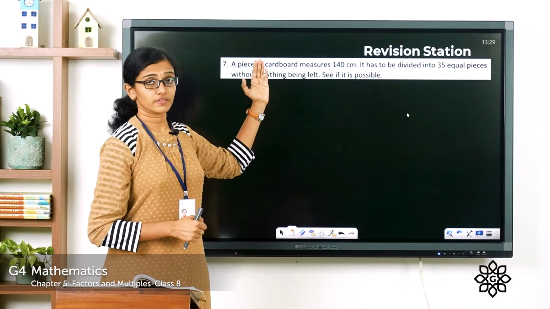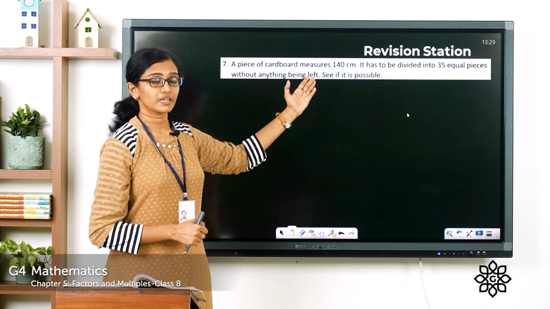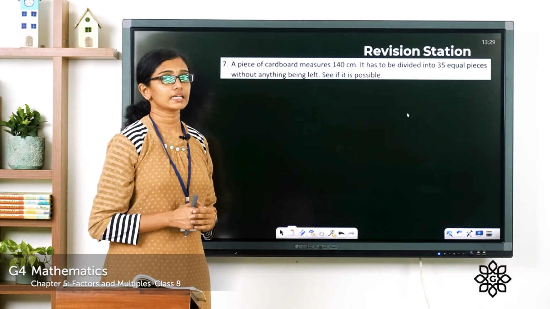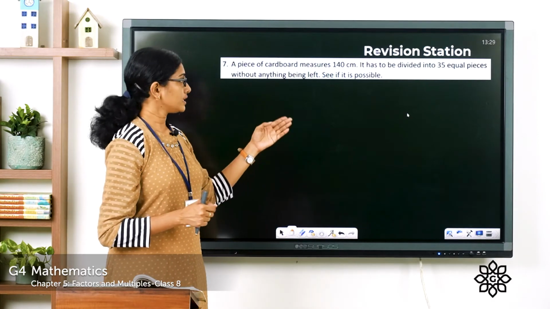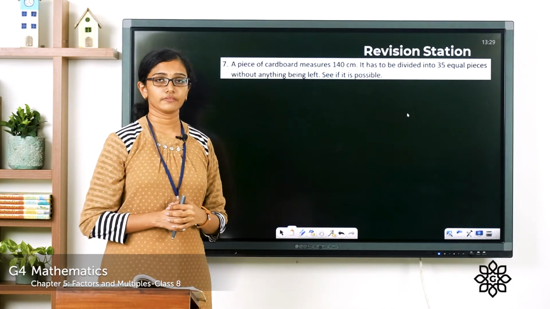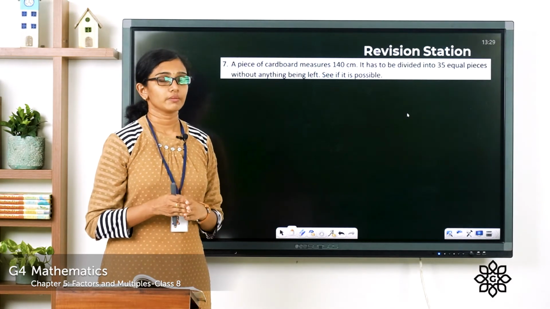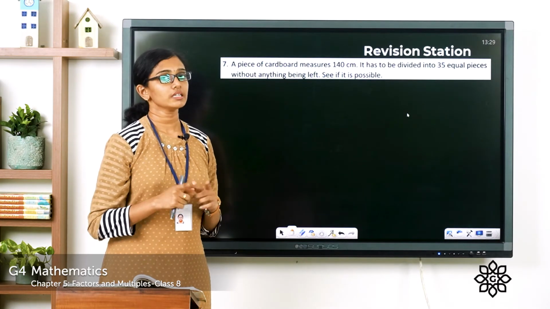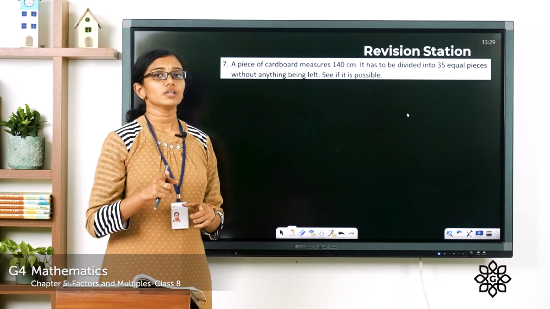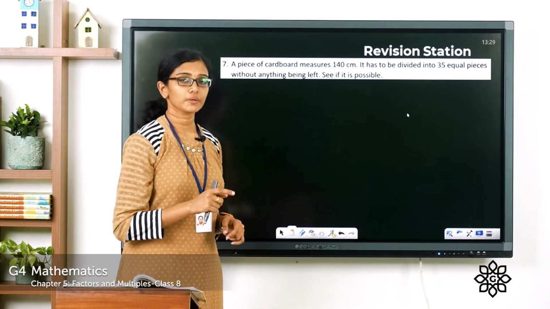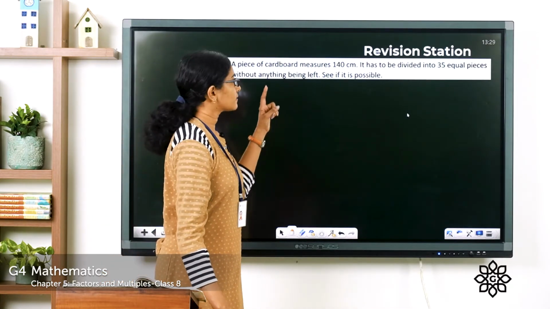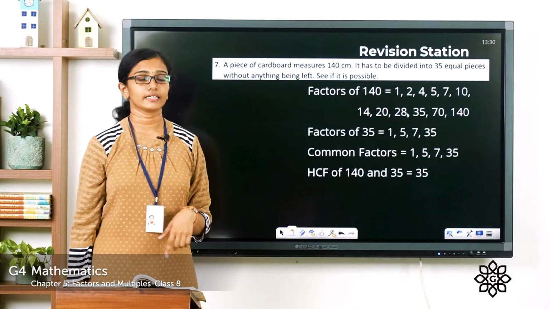If it's possible to cut 35 equal pieces, then there won't be anything left, right? Means if 140 is divided by 35 and we don't get any remainder, or if the remainder is 0, then it should be possible. So, let's solve this question in a different way without actually dividing. Let's look at the factors of 140 and 35.